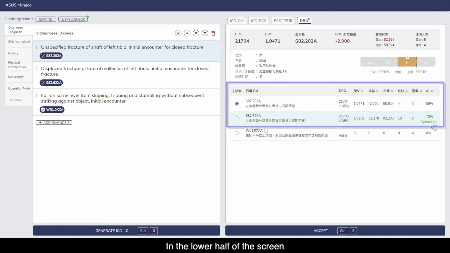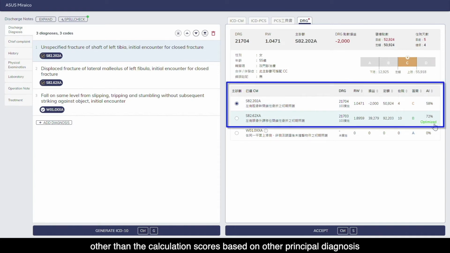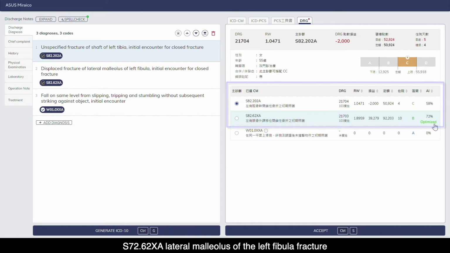In the lower half of the screen, other than the calculation scores based on other principal diagnosis, there is also the AI-recommended principal diagnosis, which presents the optimized DRG assignment after analysis. S72.62XA, lateral malleolus of the left fibula fracture.